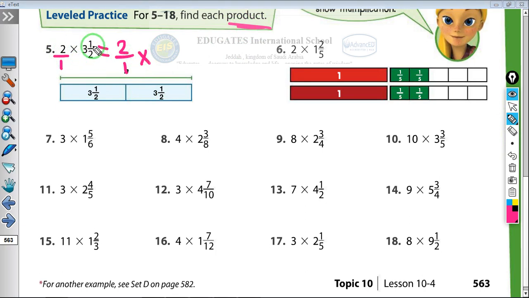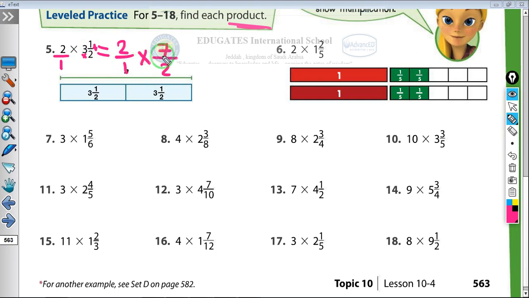How to find this? As I said, now multiply and plus. First copy the 2 down. 3 times 2 is 6. 6 plus 1 is 7.